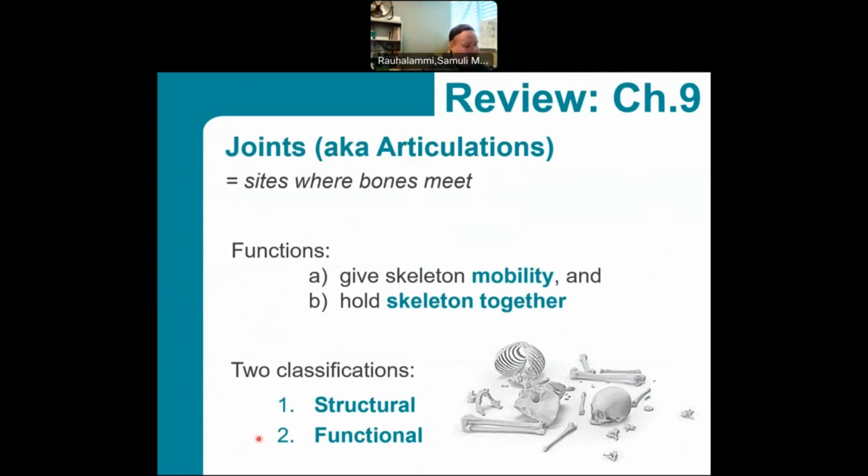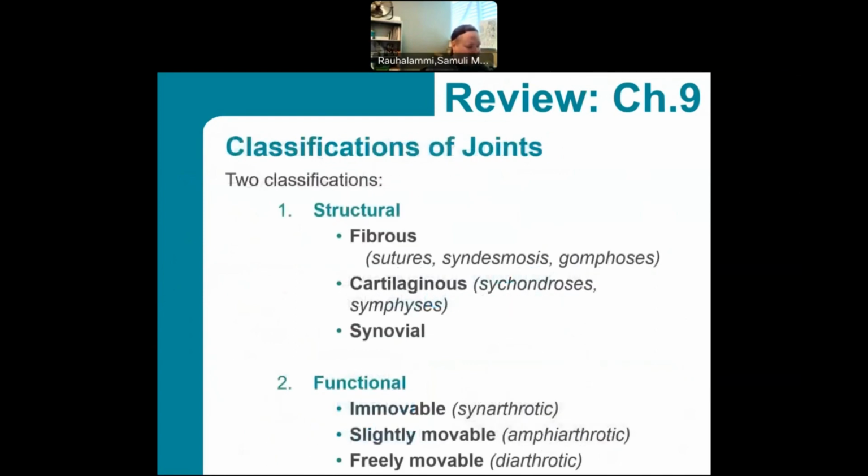And we can really classify different joints in a few different ways. We can classify them based on structure and based on their function. And we're going to start by looking at the structural classification. So the first example of structural classification is that we can discuss joints being either fibrous, cartilaginous, or synovial. So fibrous joints are joints that don't really move.